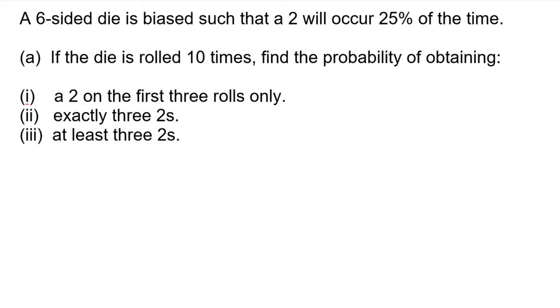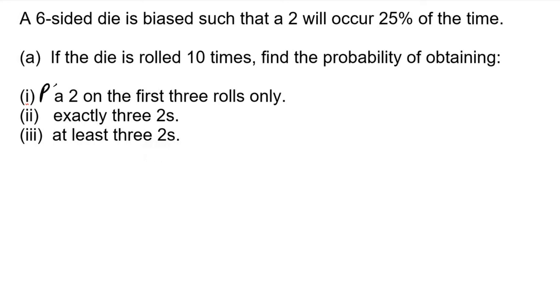I'd like to look at applying each of these different formulae. So what we have here is a 6-sided die, and it's biased such that a 2 will occur 25% of the time. And the die is rolled 10 times, and we have to find some different probabilities. So the probability of getting a 2 on the first 3 rolls only, this is one particular scenario.